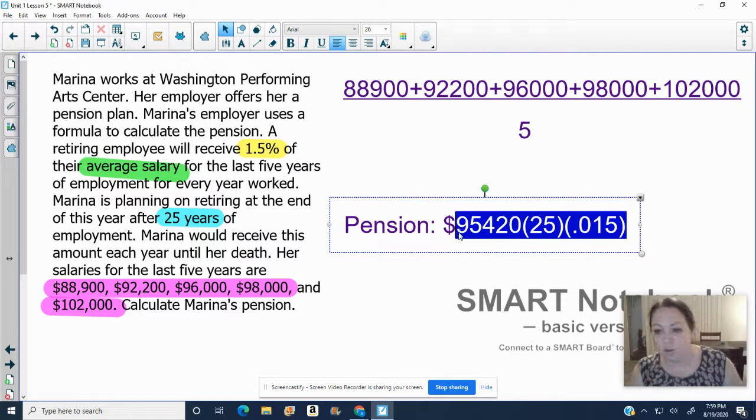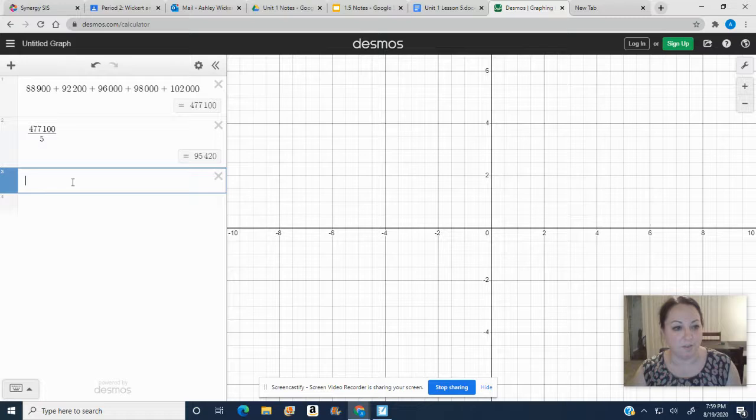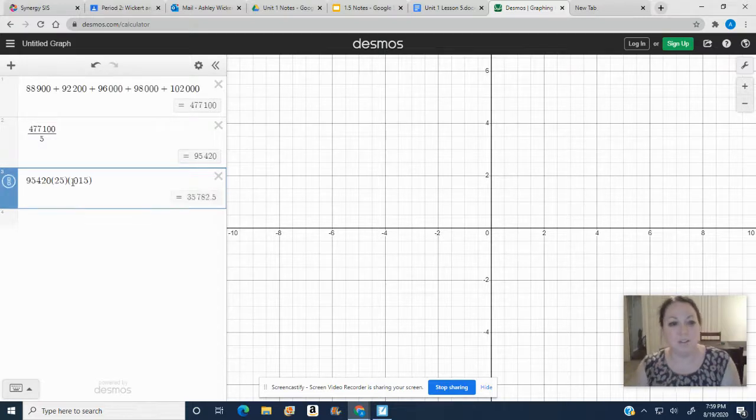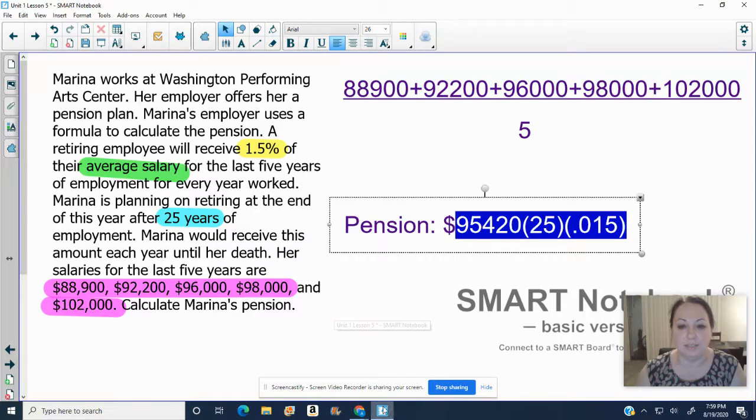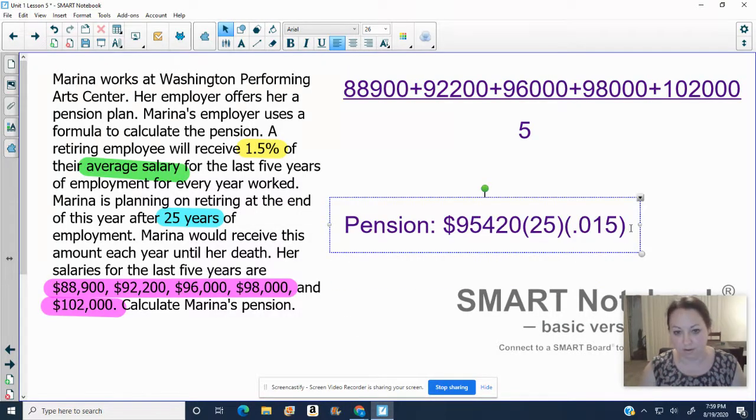You guys, when you use this Control C feature, just make sure you don't use any commas because Desmos does not like them. Just a fair warning. So I'm going to do that a little bit faster, typing it in this way. And I can see that the amount given is $35,782.50. So I'm going to go ahead and type that in.